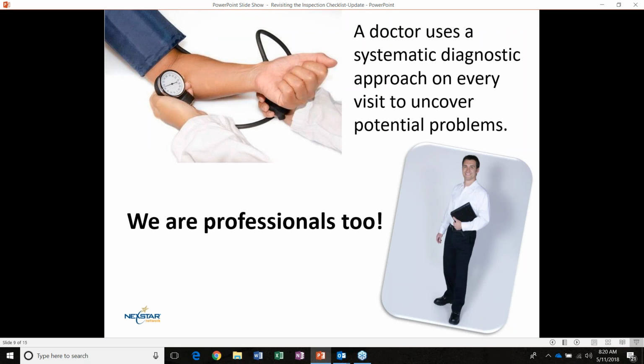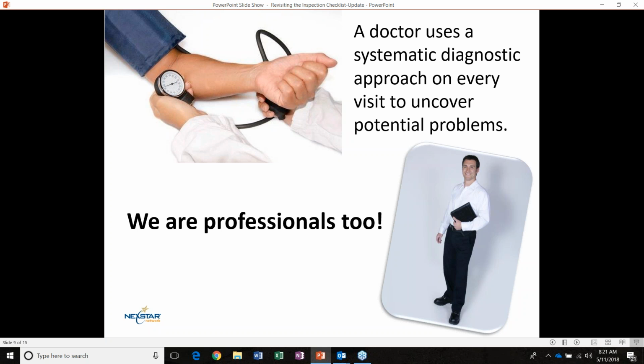So a doctor uses a system diagnosis approach on every call to uncover problems, right? And so blood pressure is, I don't care if you go to your doctor for a heart attack or a hangnail, the first thing they do is put the cuff on you, whether you're old or young. They want to check your blood pressure because they know it can tell you a lot of things about what's going on in your body.